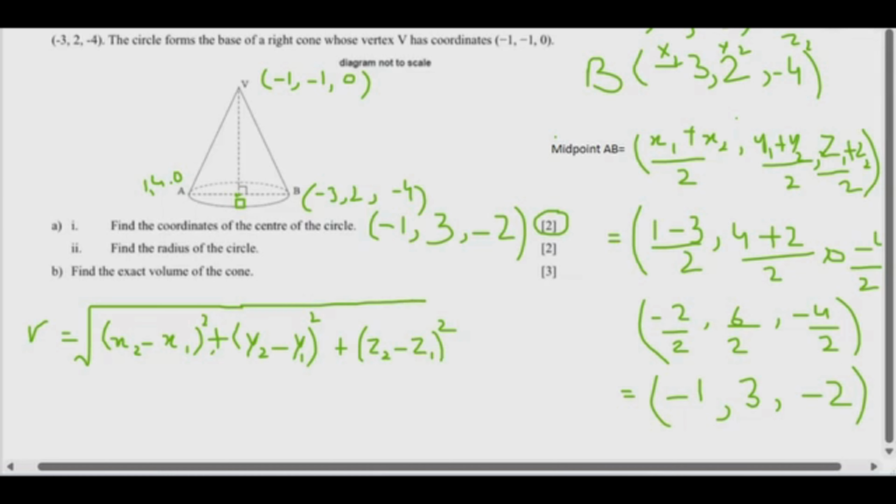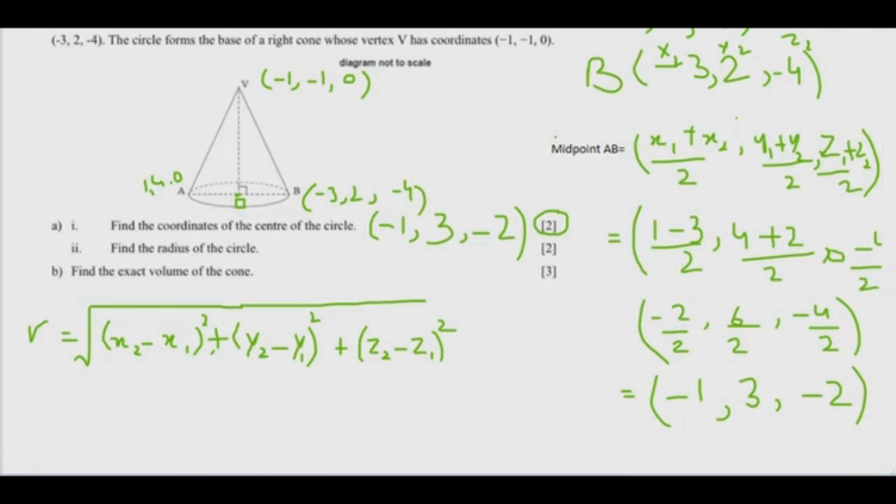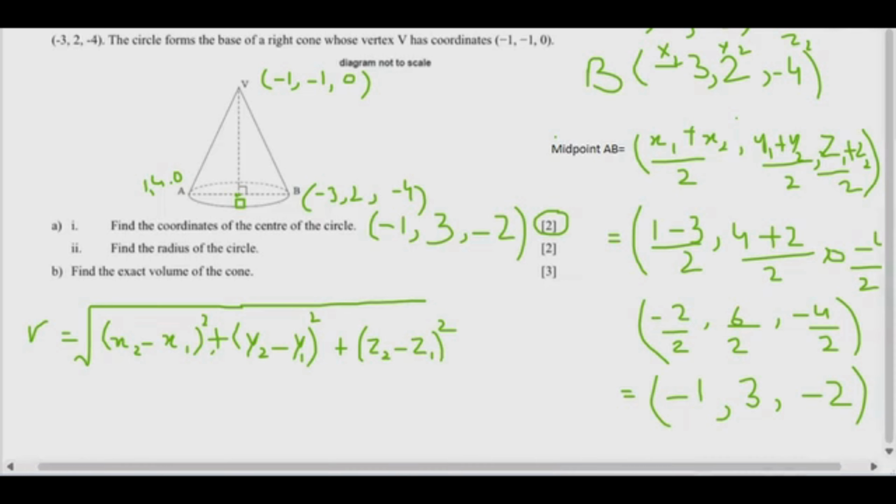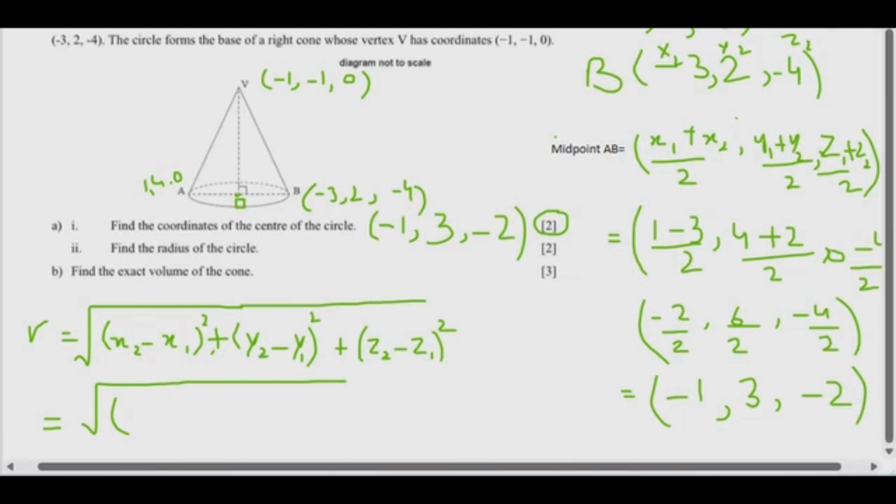Now, as we talked before, we can either use the A coordinate, or we can use the B coordinate and find out the difference between both of them. So let's go for the difference from A and 0. If you remember, A is 1, 4, and 0. So what would we do? We would subtract. So x2 is minus 1. This is our x1, x2, and x3.